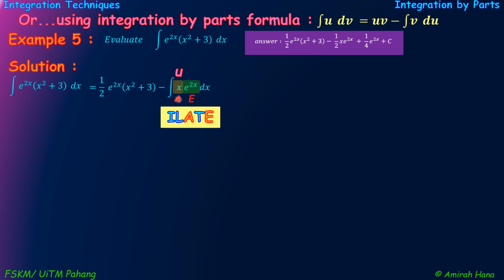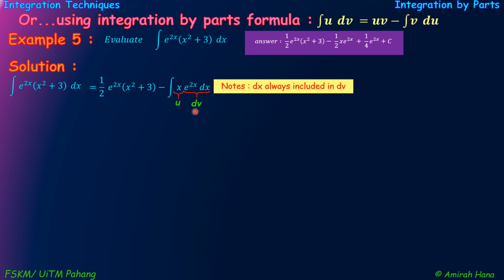Right? So now our x equals u. So from here, u equals x, and e to x dx equals dv. Note that dx is always included in dv. When we use the integration by parts formula, we need to use dx in dv here. Then we still have half e to x squared plus 3 minus the integration of u dv, right?